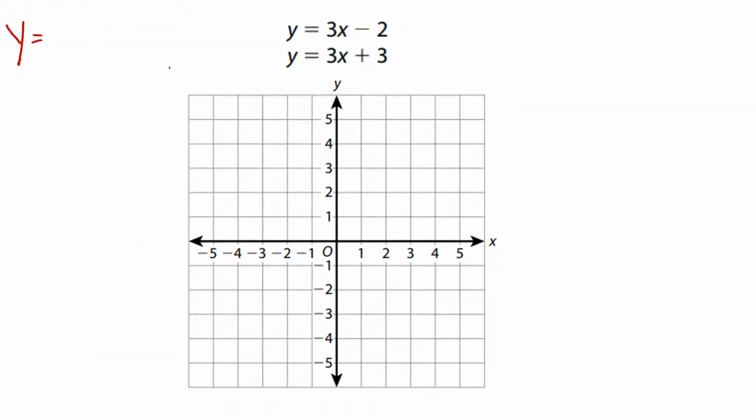Our first step is to make sure that our equations are in y equals mx plus b form, slope-intercept form. Looking at these two equations, they both are correct because the y equals is on the left-hand side and everything else is on the right-hand side. We can go ahead and identify our slope, the m value, which is going to be 3 because 3x goes together. And our b value is going to be the minus 2.